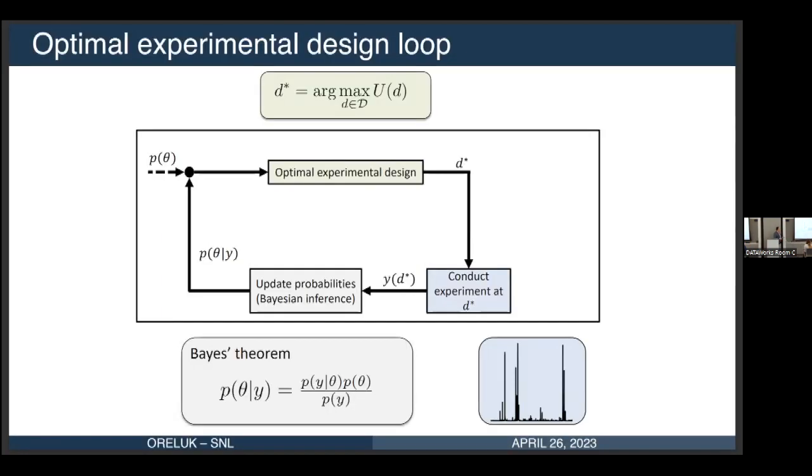If we zoom in on what each of these blocks shows, the optimal experimental design problem is just an optimization problem. We're trying to maximize some function, capital U of D. It's an expected utility. We'll talk about that. Then we can conduct an experiment. We're going to be looking at mass spec data. And then, of course, updating probabilities. Since we're taking a probabilistic view on uncertainty, we're going to be using Bayes' theorem.